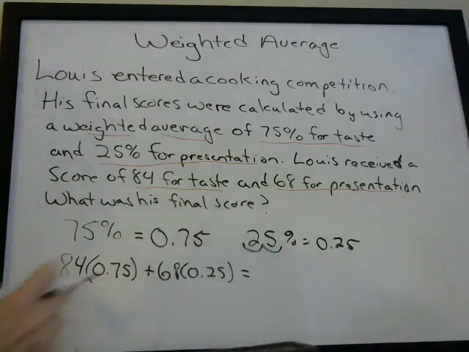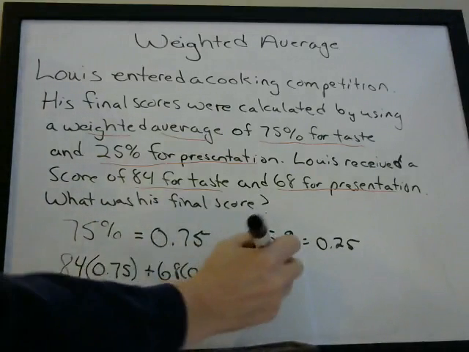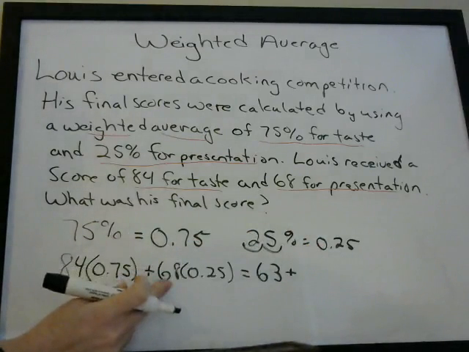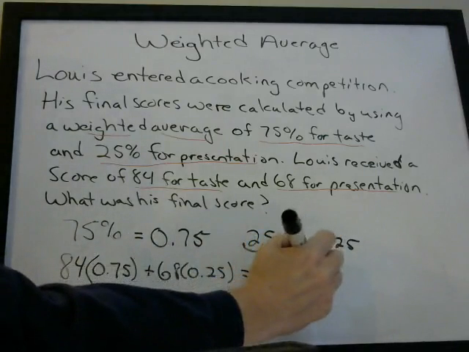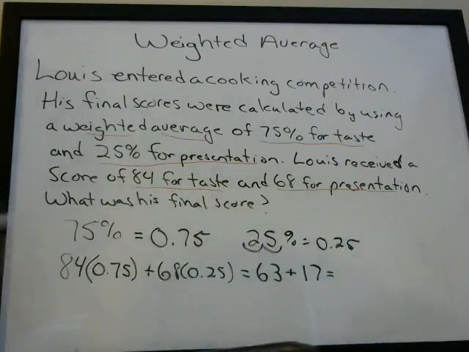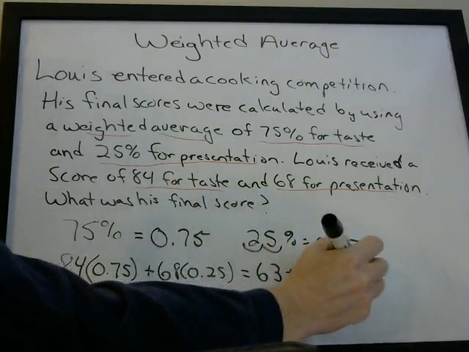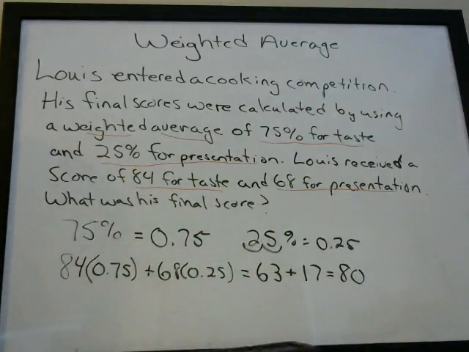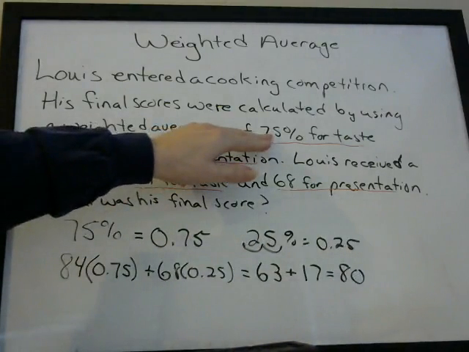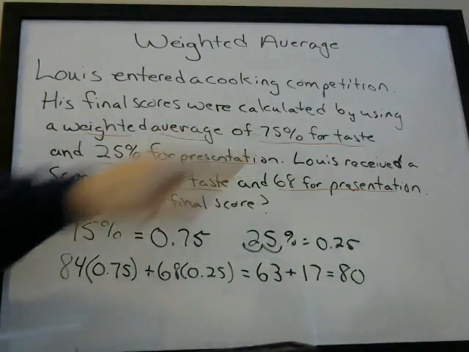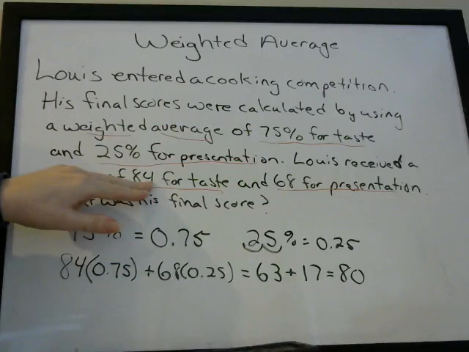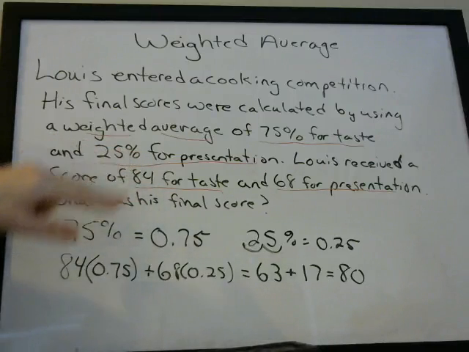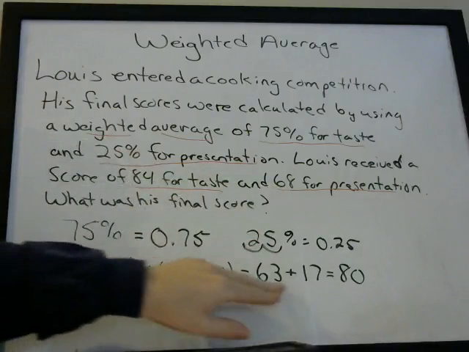And so 84 times 0.75 is 63. 68 times 0.25 is 17. We add those two together and we get 80. So the answer to this question is 80. That's the final score. So again, remember, you just take the percentage, make it into a decimal, multiply that times that score, then add the percentage for this times that score, and then you add the two together.